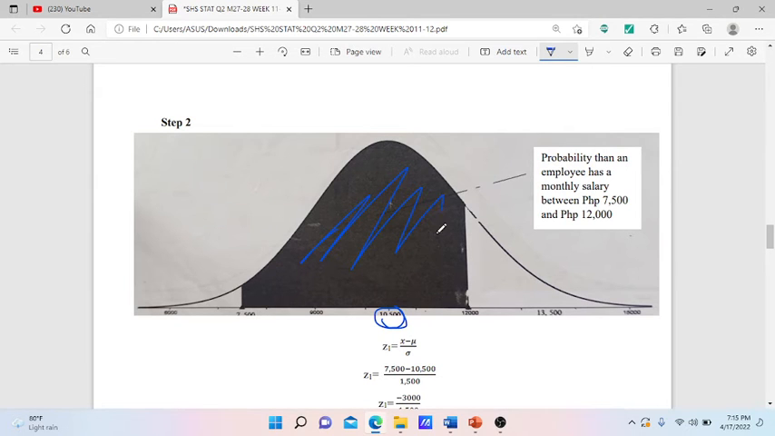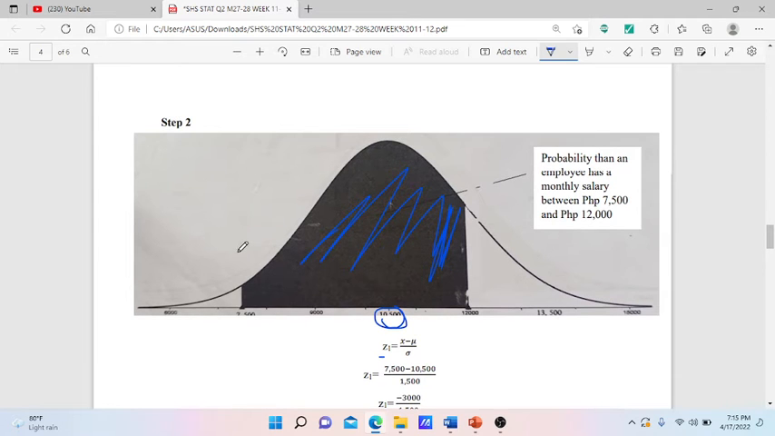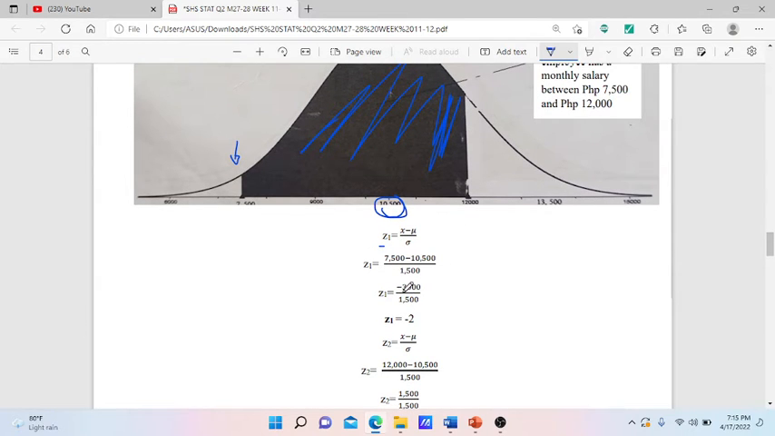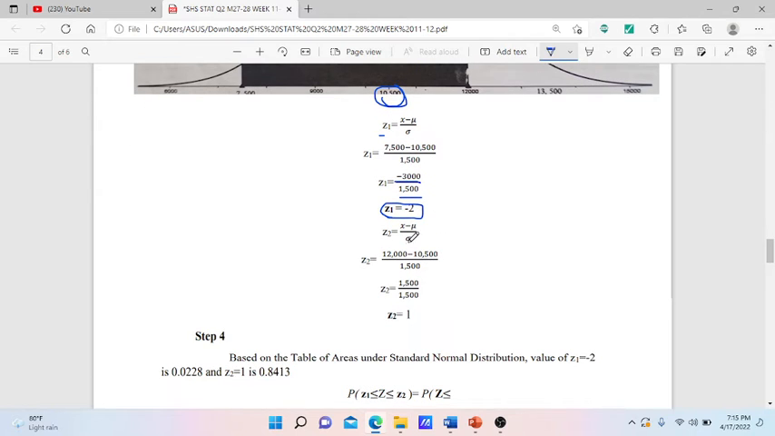Okay, then shade. After that, first we need to find the z sub 1, which is for 7,500. 7,500 minus 10,500, we have negative 3,000. So 7,500 is smaller, then subtract a bigger number, so negative 3,000 divided by the standard deviation, which is 1,500. So negative 3,000 divided by 1,500, we have negative 2. Then we are done with z sub 1. Next is z sub 2 equals x minus mean divided by standard deviation.